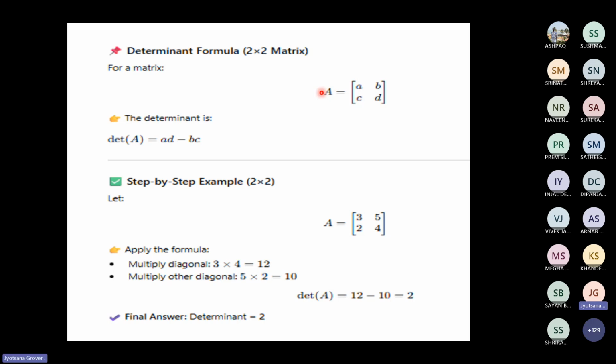Now, what is the importance? Let me tell you why. So basically, determinants are very crucial in machine learning for determining whether the matrix is invertible or not. If your matrix is invertible, the determinant will be non-zero. So here, that means A is invertible. You can find its inverse.